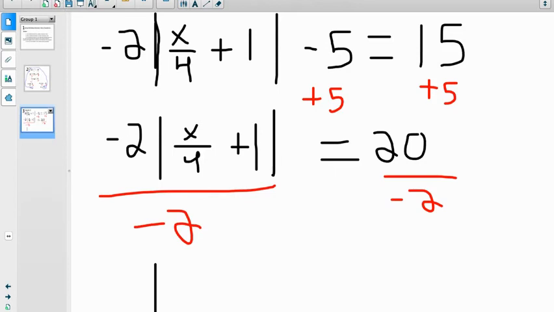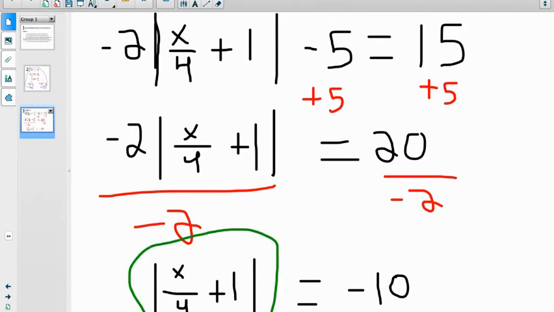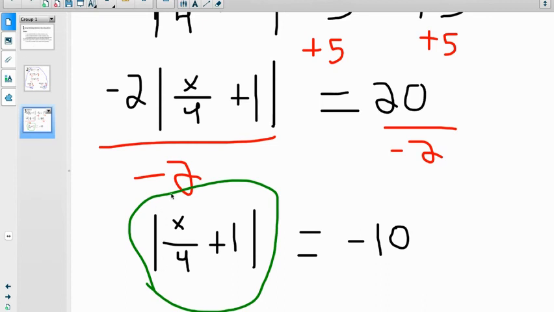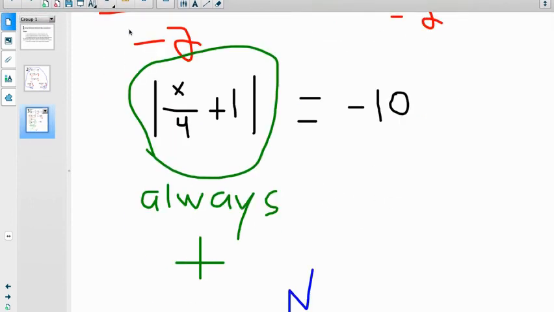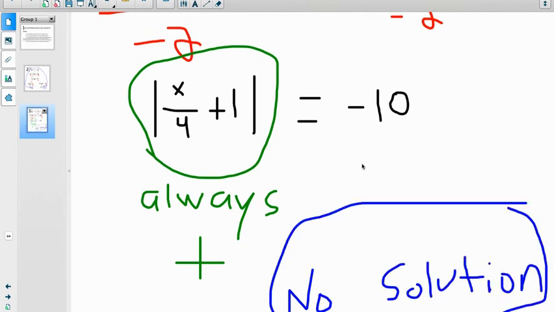When we do that, we get the absolute value of x over 4 plus 1 equals negative 10. Now here's where we have to think to ourselves: what does the absolute value do? The absolute value turns anything positive. So there's no number that we can plug in here to get out negative 10. No matter what number we plug in, the absolute value will make whatever is inside positive before it's equal to negative 10. So at this point, we can conclude that there is no solution.